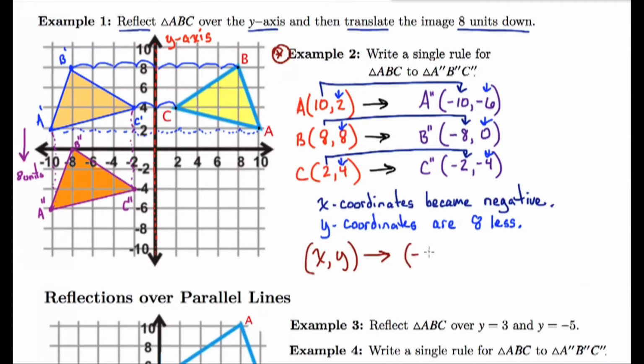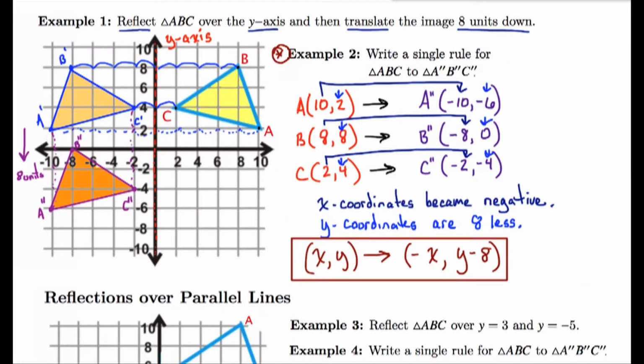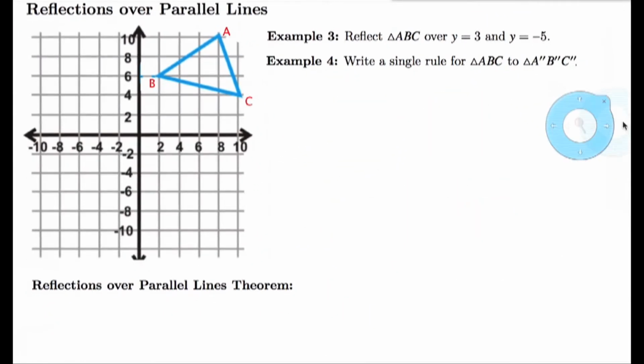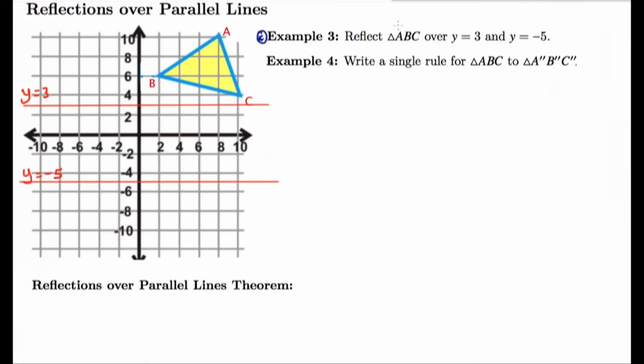So I can write my rule here. I'm saying that (x, y) transforms to (negative x, y minus 8). I think it's really useful to write down the coordinates of all the original to the transformed figure so that you can kind of see how the rule goes. So now we're going to do some reflections over parallel lines. For example 3, we're going to reflect ABC over y equals 3 and then y equals negative 5.